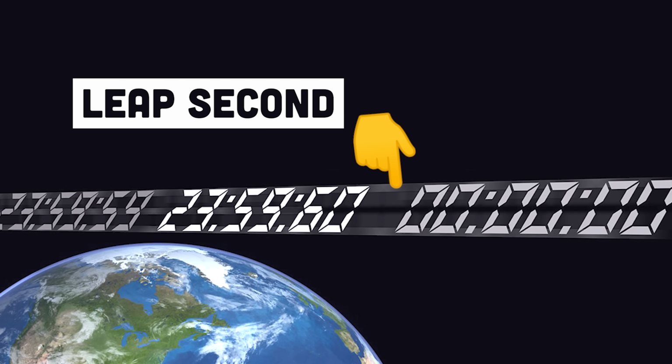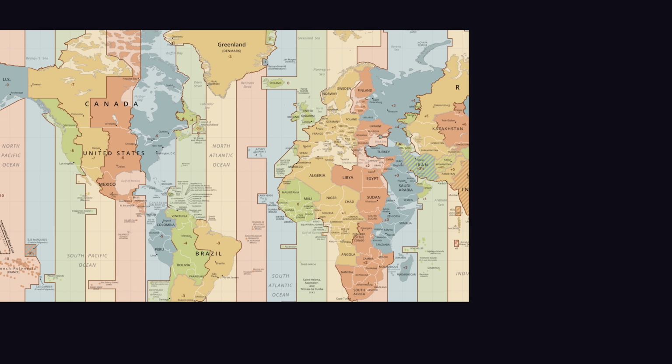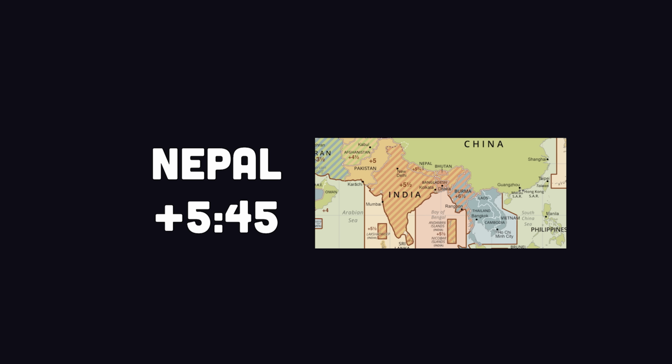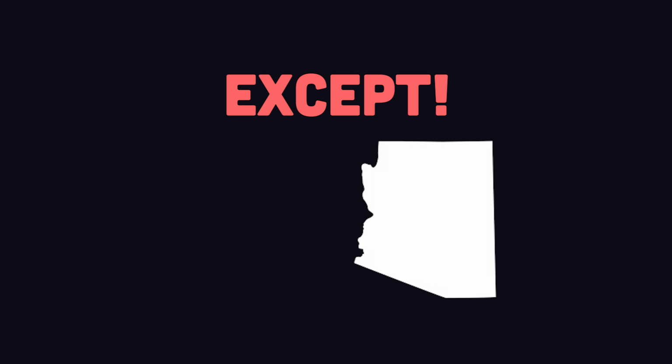Things start getting weird when we talk about time zones, which are calculated relative to Greenwich Mean Time. On the Pacific, we subtract 8 hours, but in Newfoundland, they only subtract 3.5 hours, and in Nepal, they add 5 3/4. Then daylight savings comes around, and all the time zones change, except in places like Arizona and Hawaii that don't do a time change.